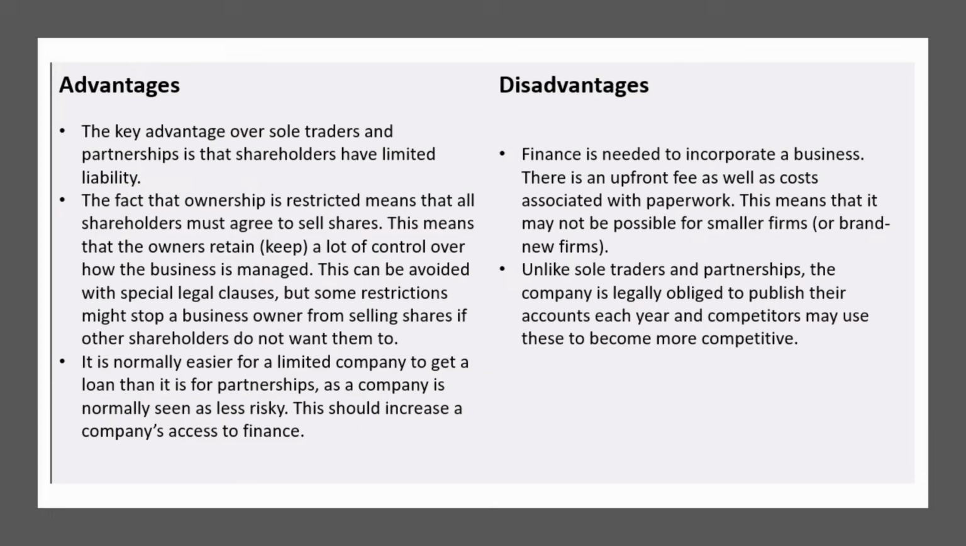Advantages. The key advantage over sole traders and partnerships is that shareholders have limited liability. The fact that ownership is restricted means that all shareholders must agree to sell shares. This means that the owners retain a lot of control over how the business is managed. This can be avoided with special legal clauses, but some restrictions might stop a business owner from selling shares if other shareholders do not want them to. It is normally easier for a limited company to get a loan than it is for partnerships, as a company is normally seen as less risky. This should increase a company's access to finance.